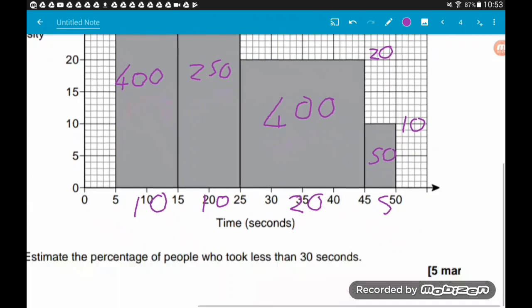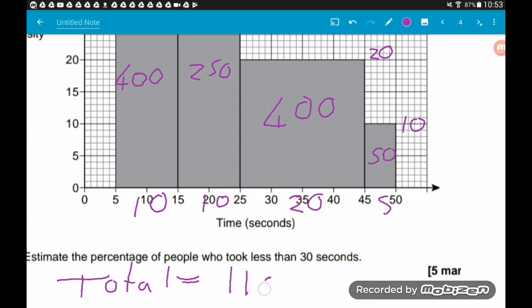So what we can do from that is now work out our total number of people. So 400 add 250, 650, add 400 is 1050, add 50 is 1100 people. So that's our total number of people in the histogram. Next thing we need to do then is work out an estimate of the people who took less than 30 seconds. So let's find 30 seconds.